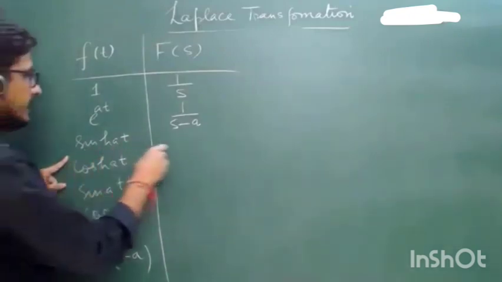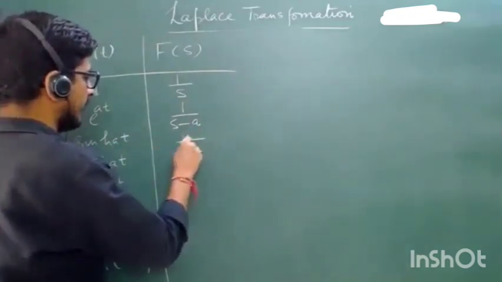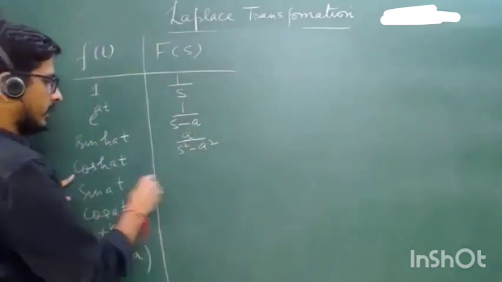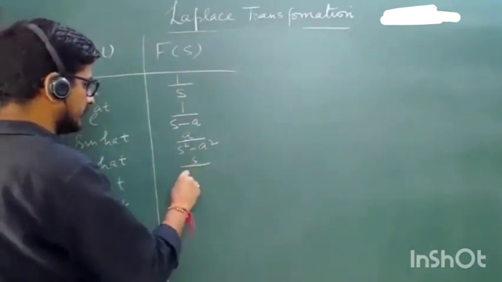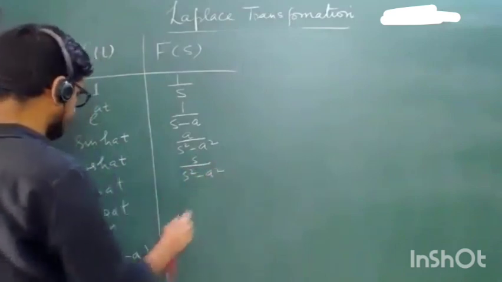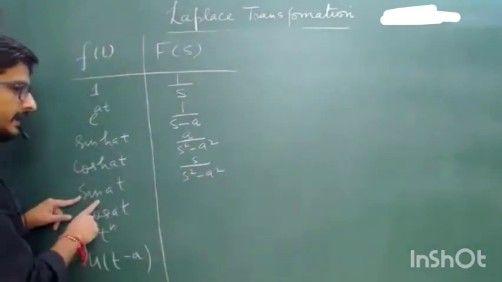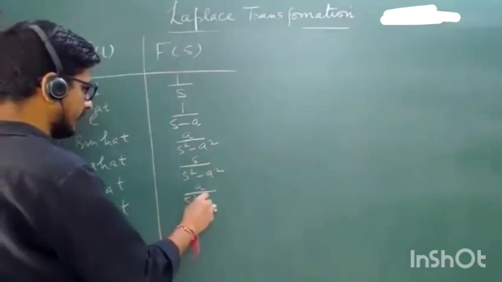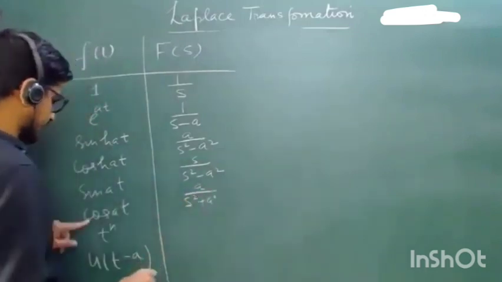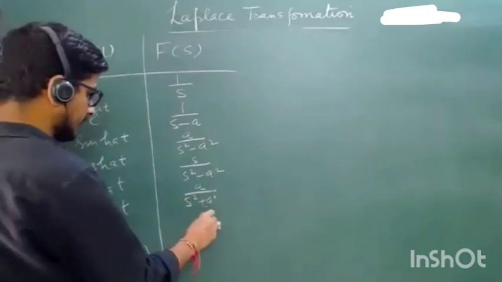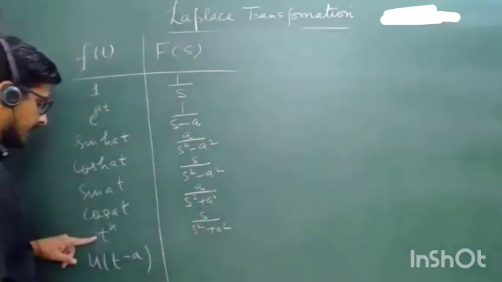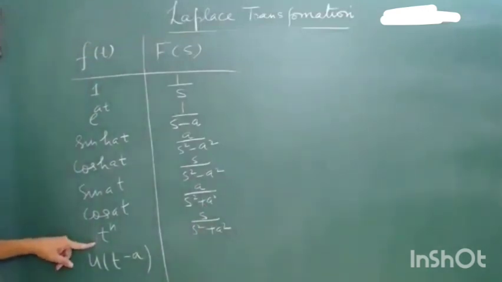When there is sine hyperbolic, it will be a upon s square minus a square. When it will be cos hyperbolic, it will be s upon s square minus a square. When it is sine, it is again a upon, now this is s square plus a square. When it is cos, it is s upon s square plus a square. इसका याद रखना बहुत जरूरी है.